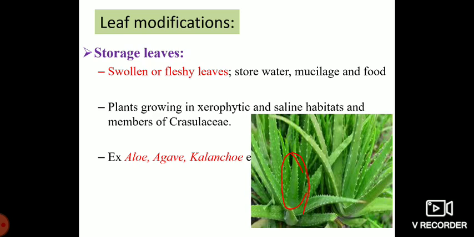Storage leaves are present in those plants which grow in xerophytic and saline habitats, and these plants usually belong to the family Crassulaceae. In these plants, the leaves become somewhat fleshy or swollen to store water, mucilage, and food. The examples are aloe, agave, and bryophyllum. There are a number of other examples, but I have just quoted a few.